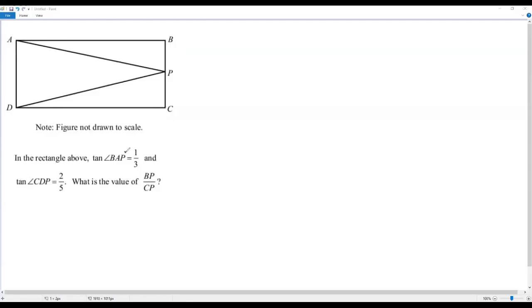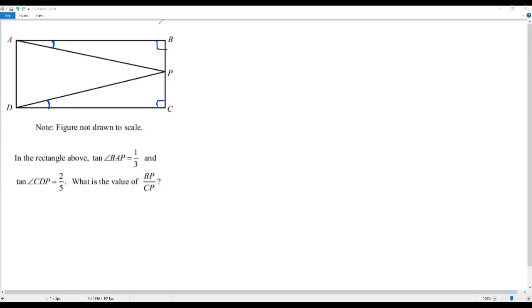Okay, now let me consider this particular angle over here. That is BAP. So this is the angle we have for BAP, and also since it is a rectangle, each vertex will have a right angle. So at the vertex B we have a right angle over here, at vertex C also a right angle. And now let me consider the angle CDP. So this is the angle we are getting over here.